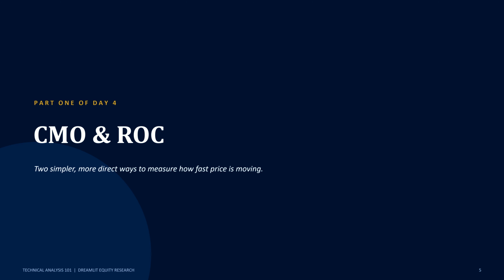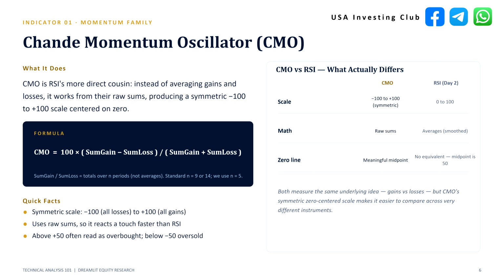Part 1 of today's session, CMO and ROC. Two simpler, more direct ways to measure how fast price is moving than the RSI you built on day 2. CMO trades RSI's average gains and losses for raw sums on a symmetric scale. ROC drops the averaging altogether and simply reports percentage change. Let's build both from first principles. The Chande momentum oscillator is RSI's more direct cousin.